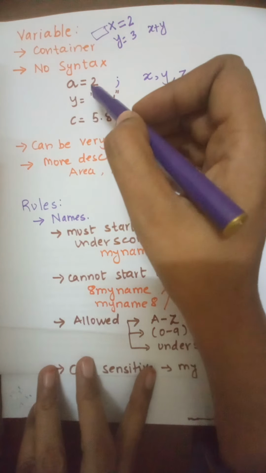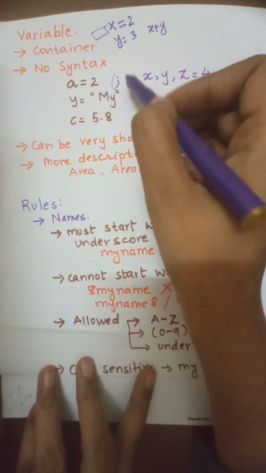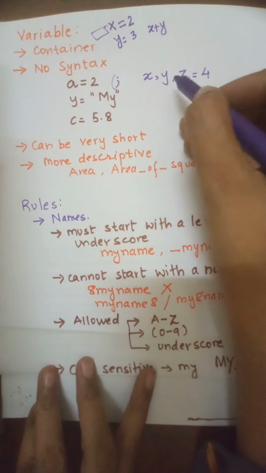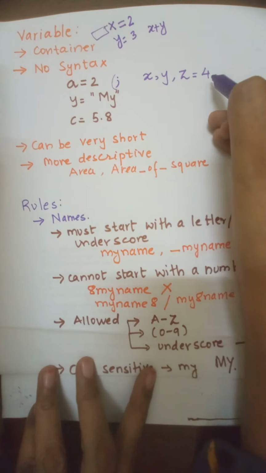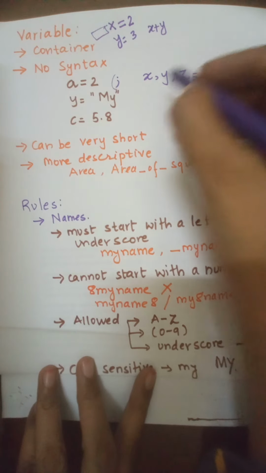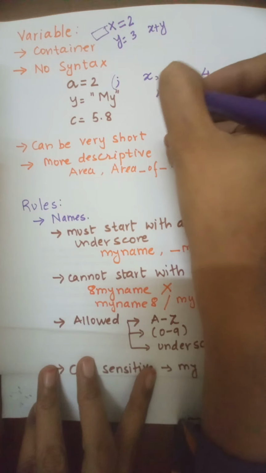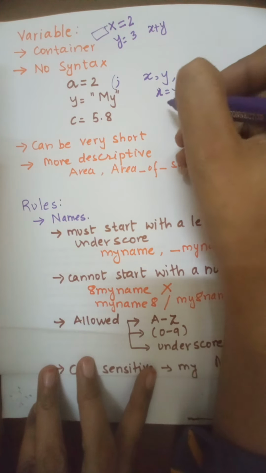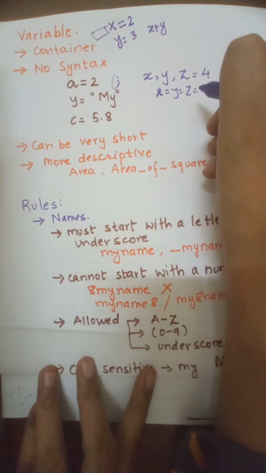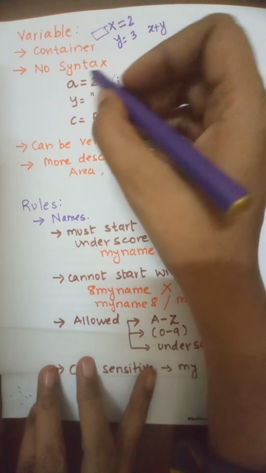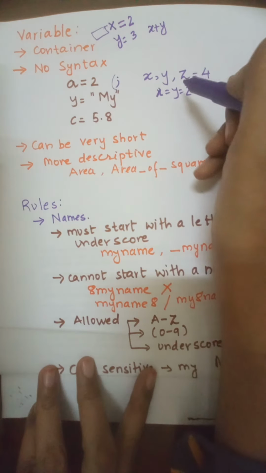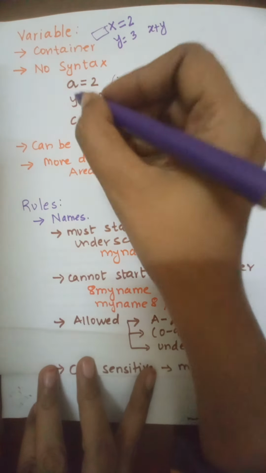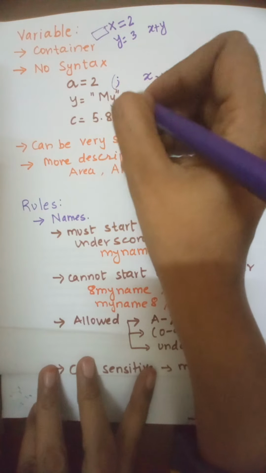For example, a is equal to 2. There is no need to have a semicolon. Or I can have multiple variables x comma y comma z to which I want to assign the value 4. So x is equal to y is equal to z is equal to 4. The 4 will be assigned to x, y and z. So I can assign to a single variable, or to multiple variables by using a single assignment expression, or I can assign any name, any string.